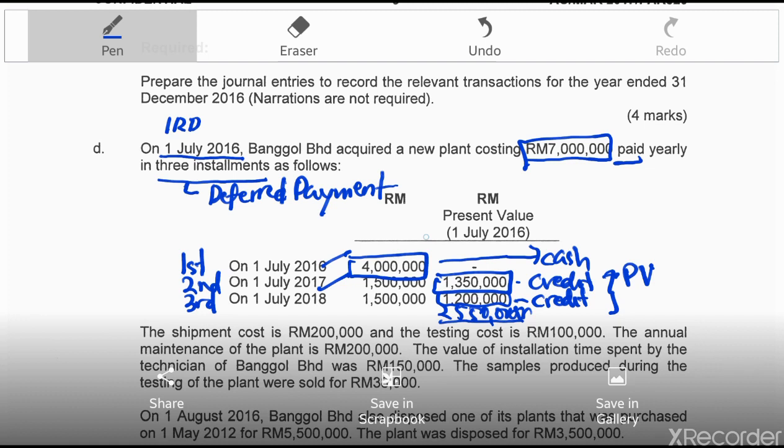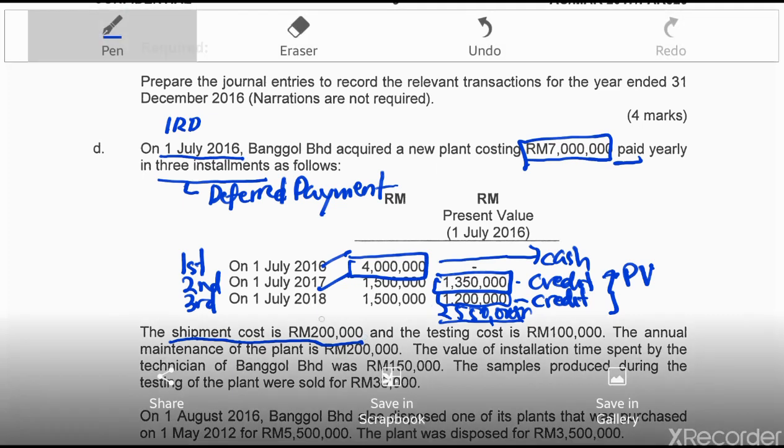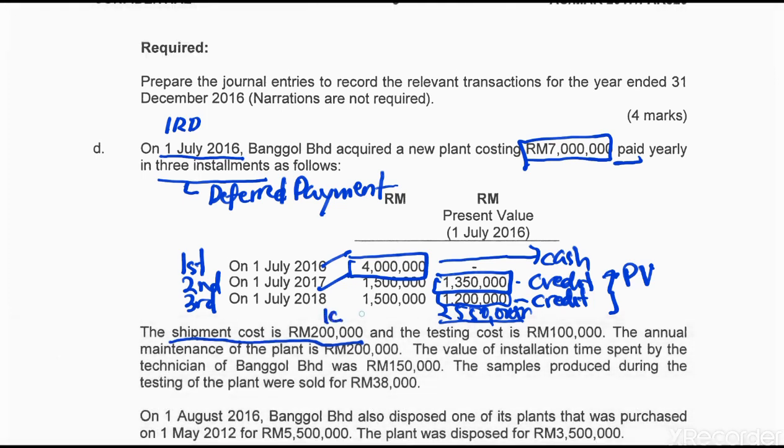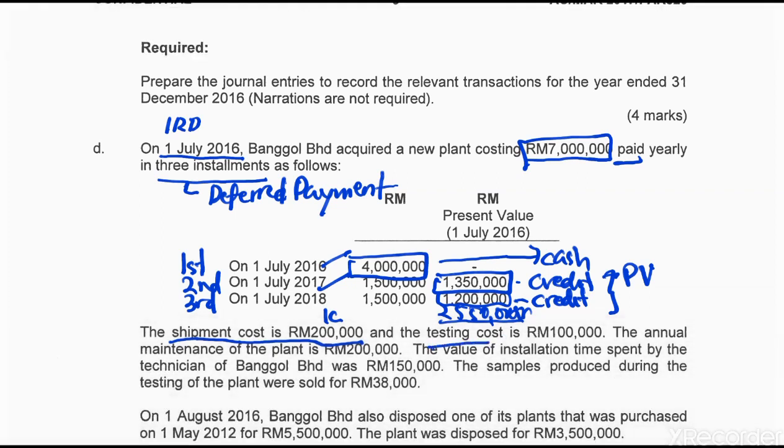Apart from that, you also have some other directly attributable costs. You have the shipment cost to deliver the asset, 200,000. So this will also be a capital expenditure. It will be included in the initial cost. To ensure the plant will be able to operate in its intended manner, you incur testing costs. So this is also for you to put in the initial cost.